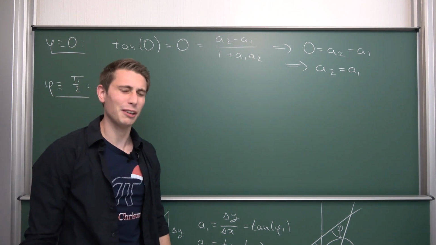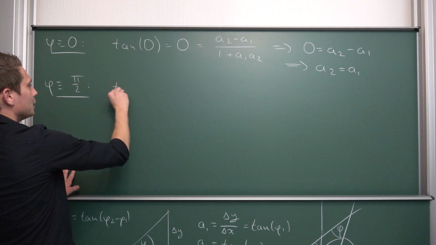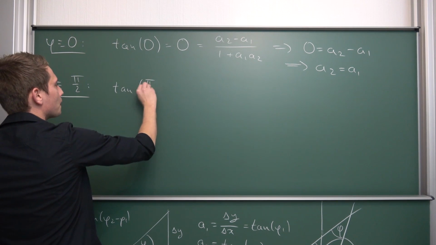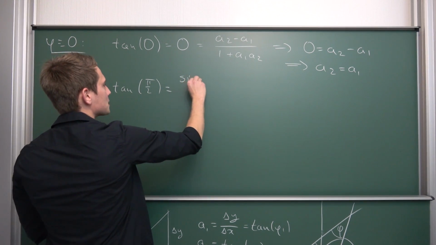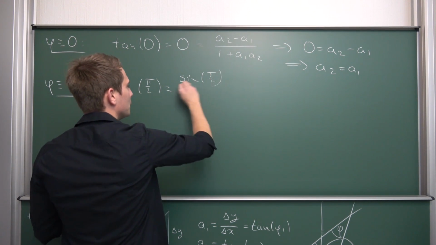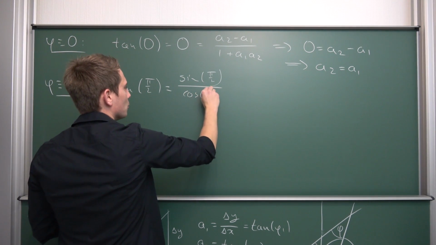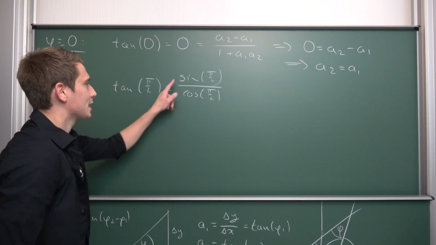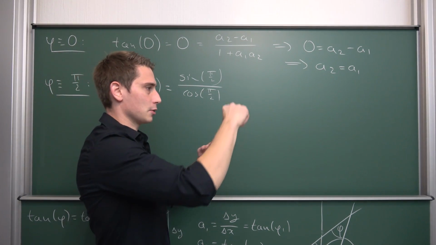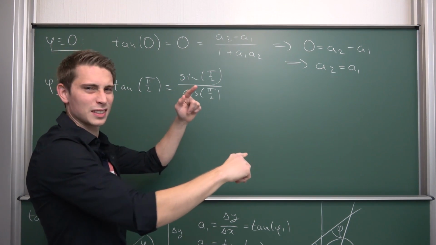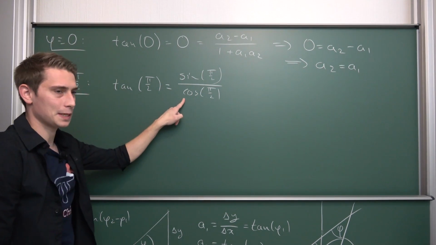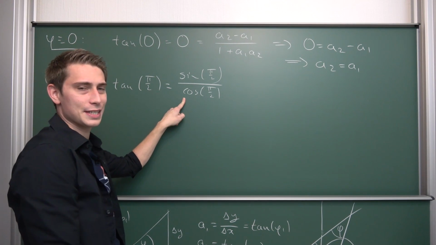Now here comes a slight little problem if we plug our angle pi over 2 into our tangent. What is this exactly? Let us write it out. This is the sine of pi over 2 divided by the cosine of pi over 2. Sine of pi over 2, if we take a look at the curve, is going to give us 1. And cosine of pi over 2 is 0. 1 divided by 0 is going to go to infinity, not defined.